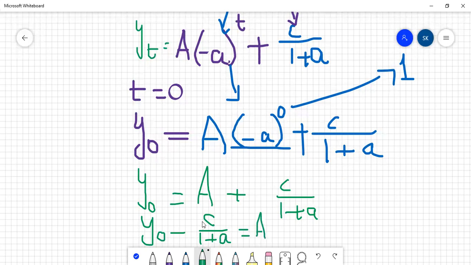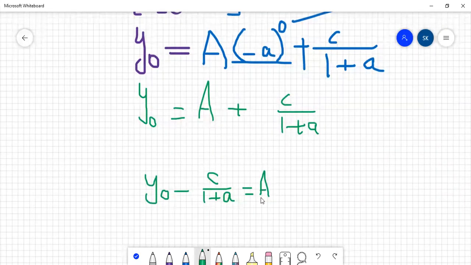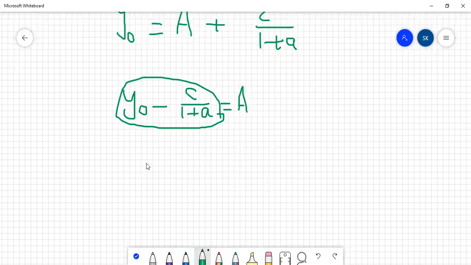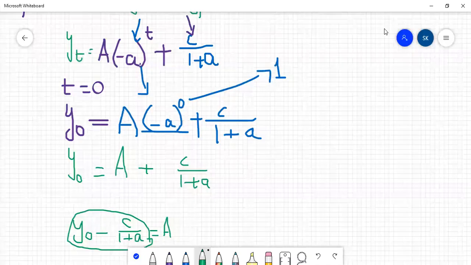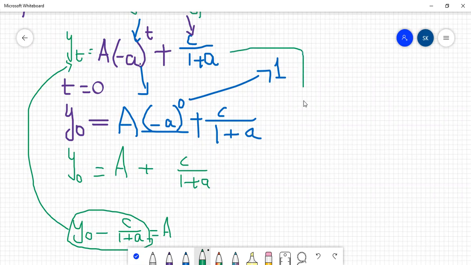Now this is y of 0 minus c upon 1 plus a is equal to a. Now what we will do is substitute this value of a, that is y of 0 minus c over 1 plus a, into this particular equation. Now what will be our next step? We will substitute this value of a into this equation. Why? Because it will lead us to the general solution, and in the general solution we will substitute the value of a. Clear?